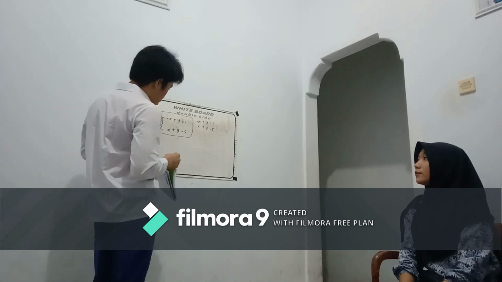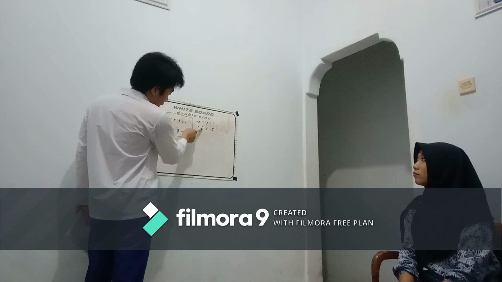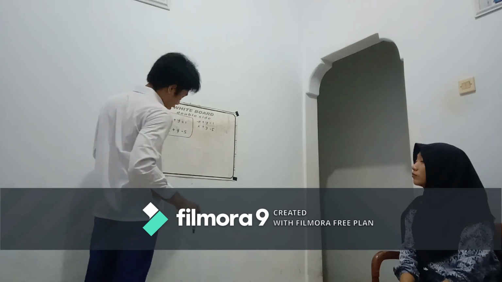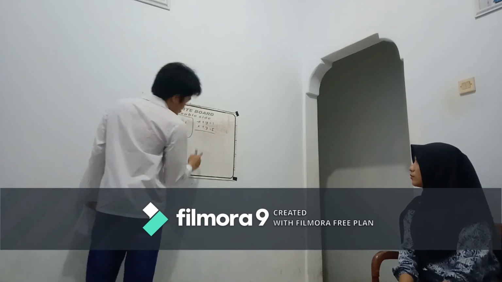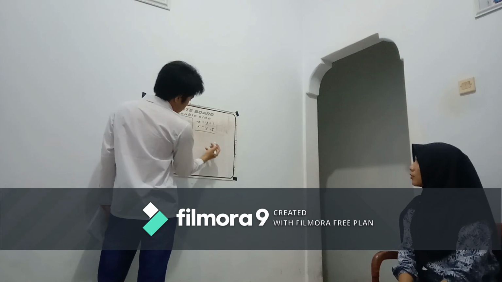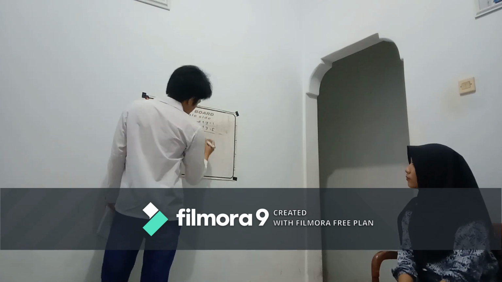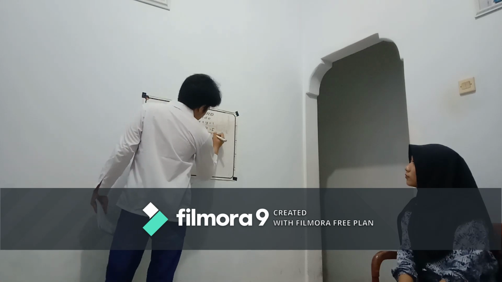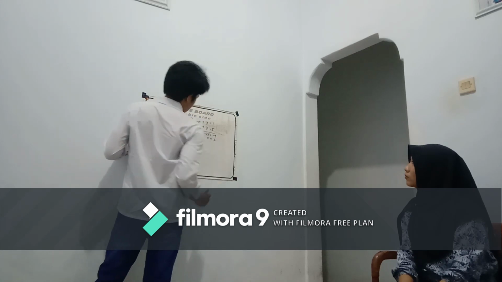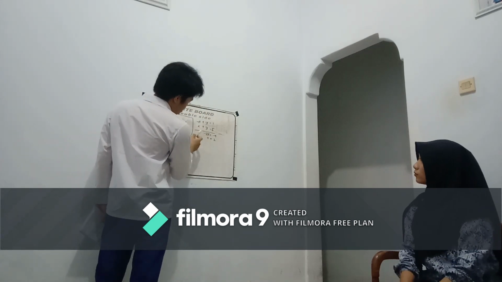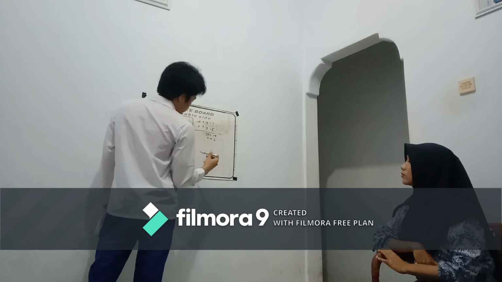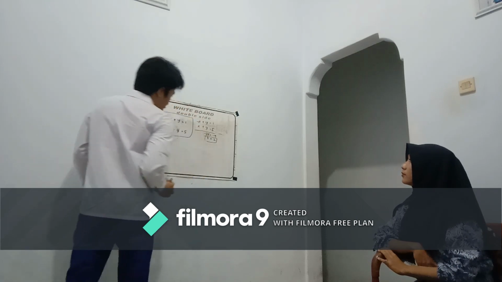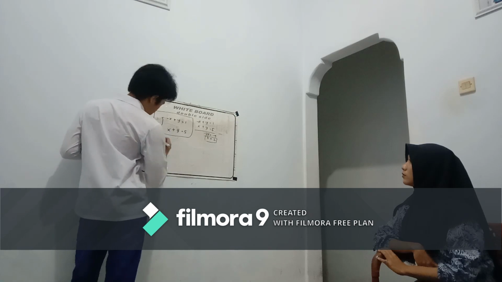Okay, in the elimination method, you can eliminate the values of x or the values of y. Okay, sir. I will eliminate the values of x because this is positive and this is positive. We find negative 2x equals negative 4, x equals 2. Okay, we find the value of x.